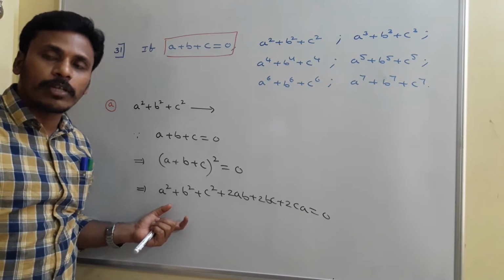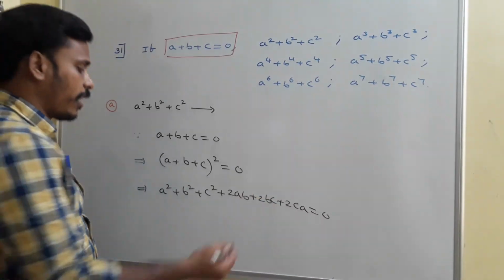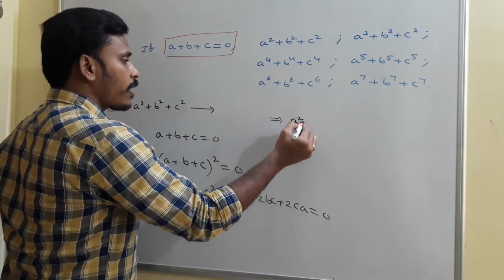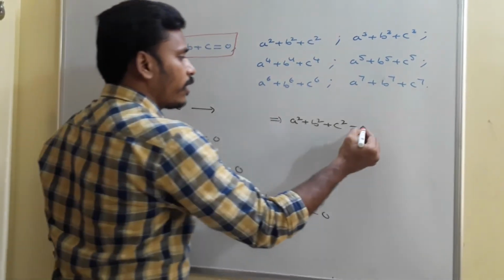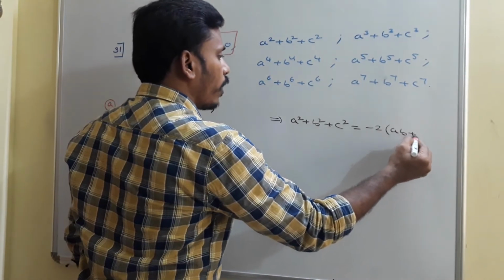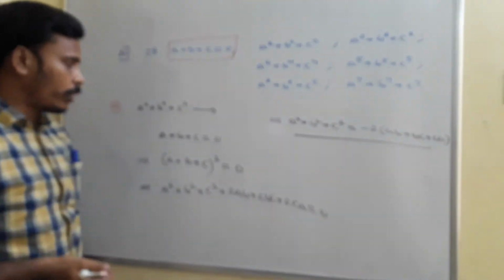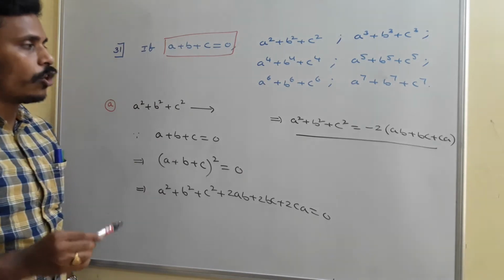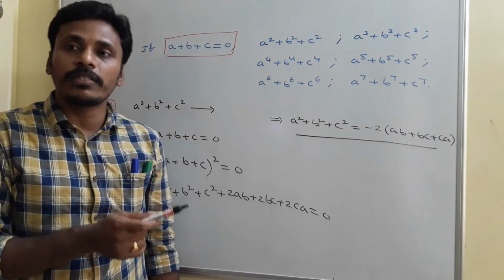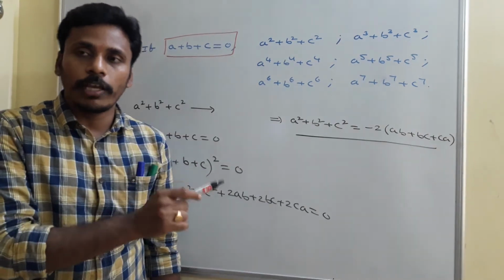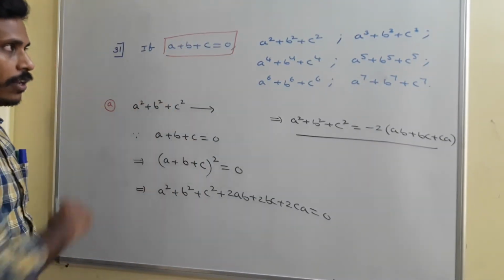And from there, since I need a²+b²+c², you just send these three terms 2ab, 2bc, 2ca to that side. Then this implies a²+b²+c² equals minus 2 times (ab+bc+ca). Keep this in mind. So if a+b+c equals 0, then a²+b²+c² is minus 2 times (ab+bc+ca). That's one idea we need to keep in mind and use in required situations. So this is the first part A.